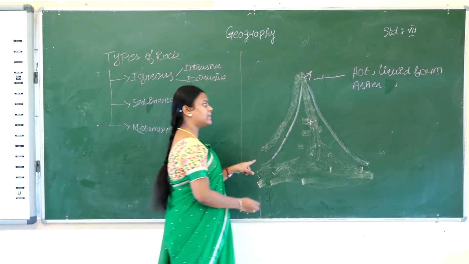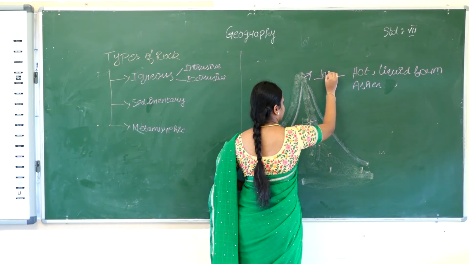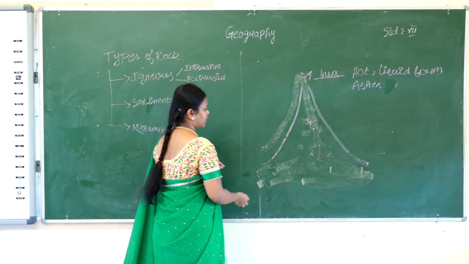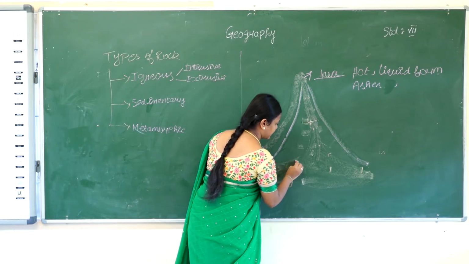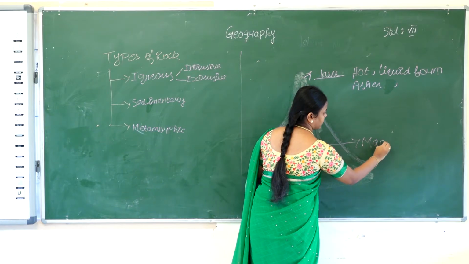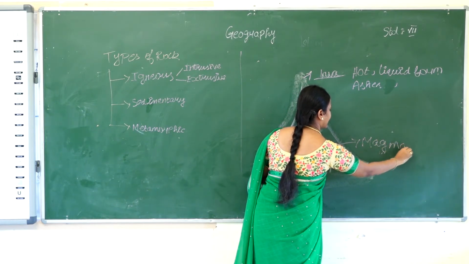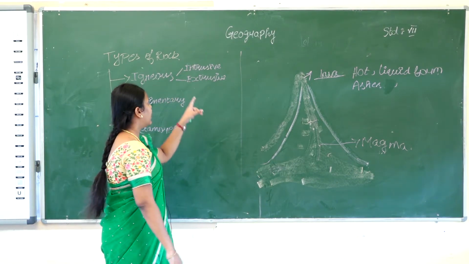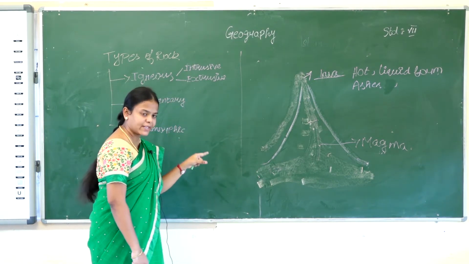You know what this thing is? Lava. Right. These parts are known as magma. Right. Now we are going to see what is intrusive as well as extrusive.